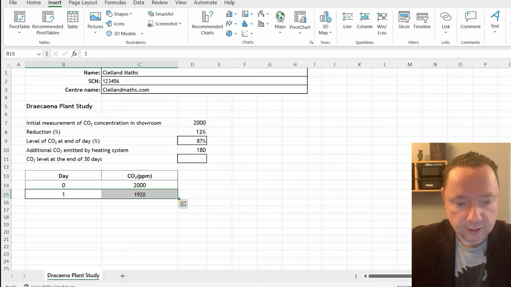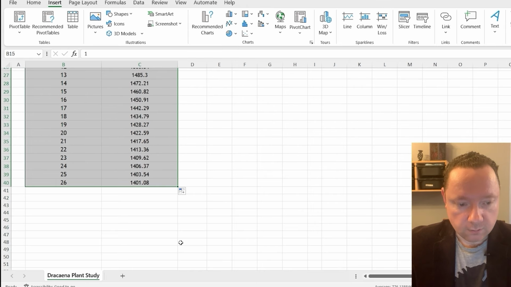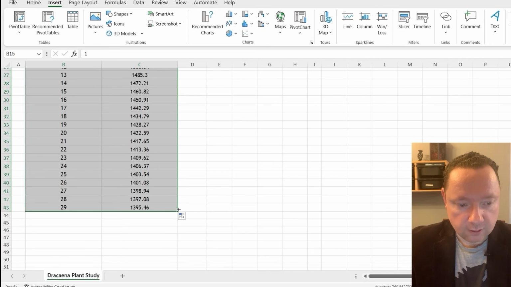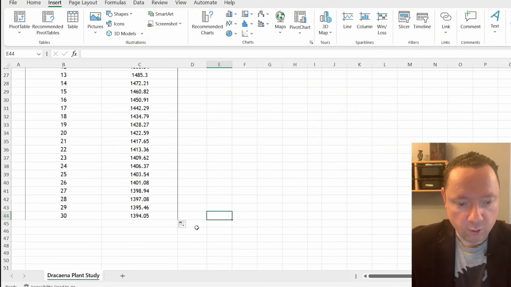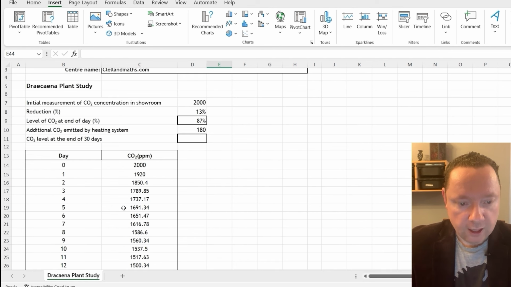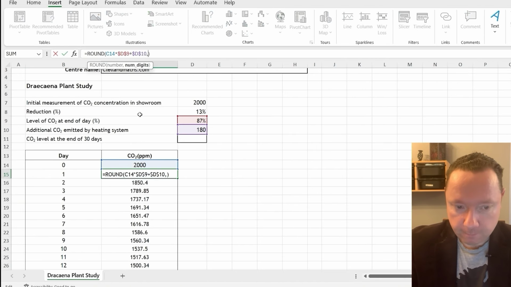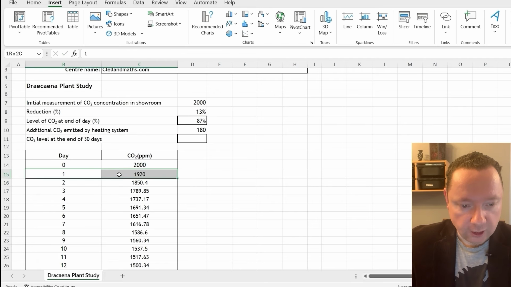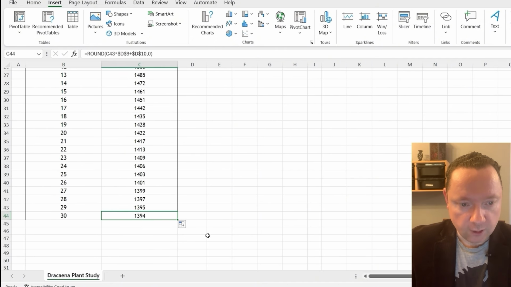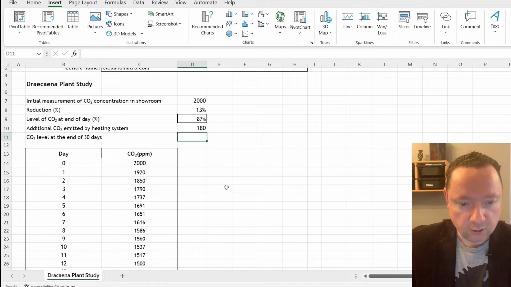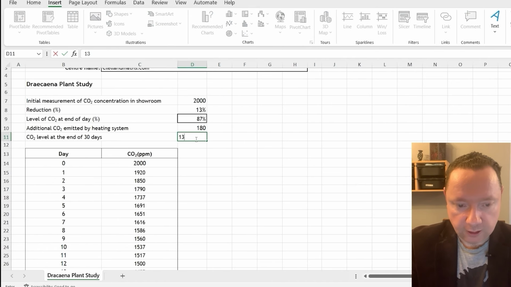So then 30 days, 26, 29, 30. So we've got 1394.05. I think I'm going to round that to no decimal places, or again, use the int command. And there we are. We get a nicer number, 1394. So CO2 levels at the end of 30 days is 1394.